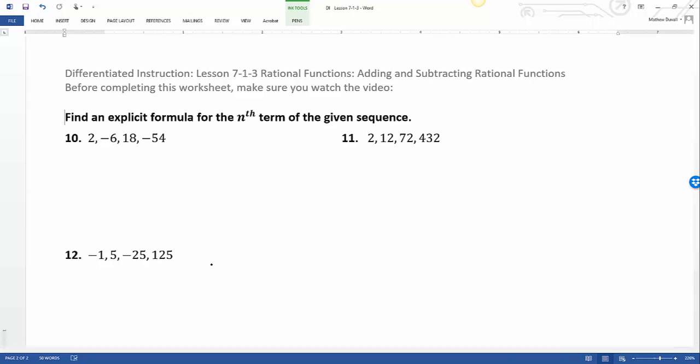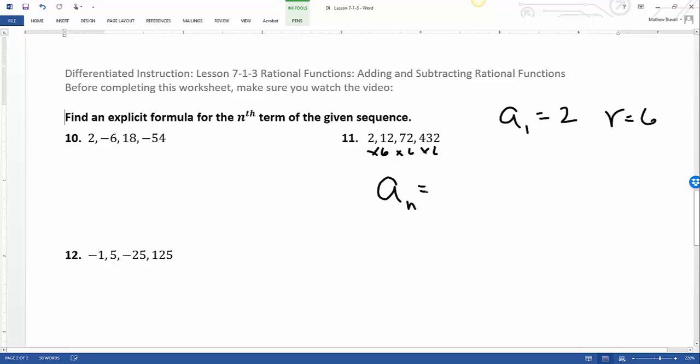It says find an explicit formula for the nth term. So I need to figure out what kind of term it is. So it looks like this is being multiplied by 6 every time. So then my first term is going to be 2. This is geometric. My common ratio is going to be 6. So this is going to be a sub n equals my first term times my ratio to the n minus 1.